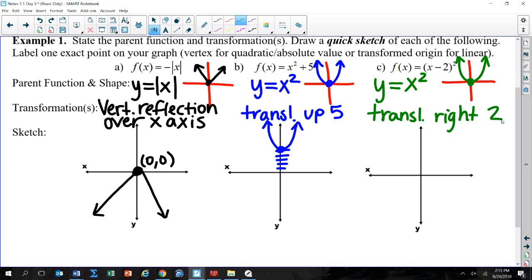I'm going to take this origin, this vertex, and I'm going to move it to the right 2 units. And I'm just making a nice U shape through it. Okay, I want you to try the next 3 on your own. Give me a second to kind of work through the next 3 on your own.